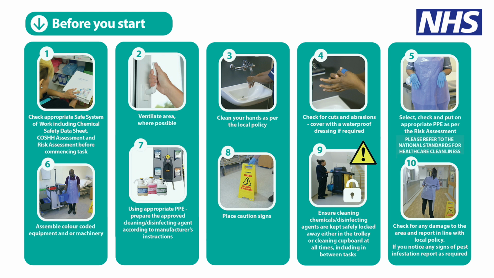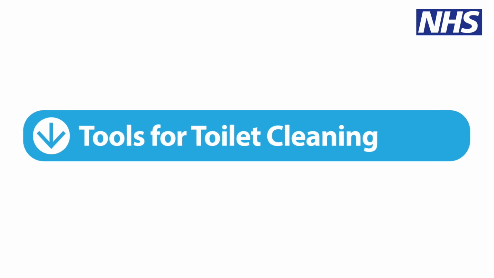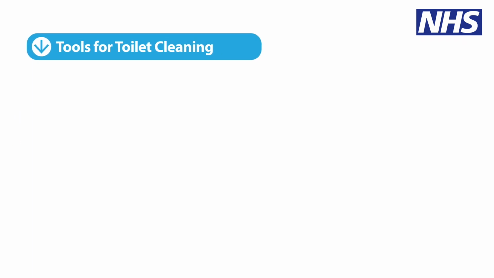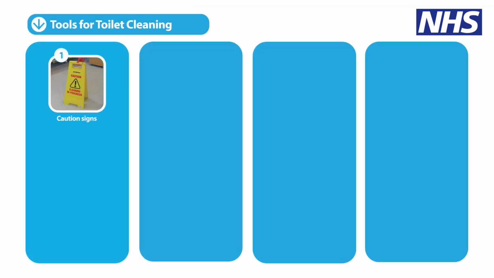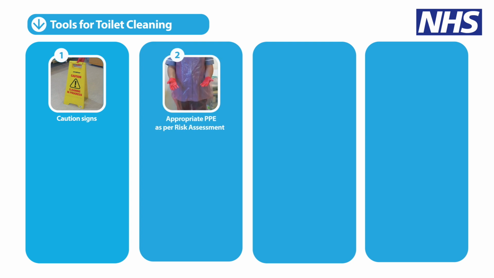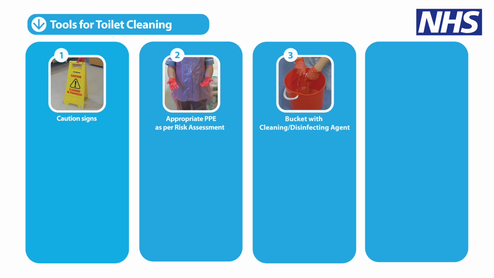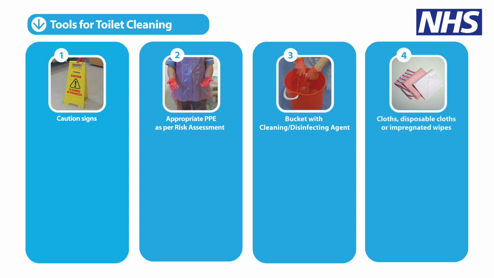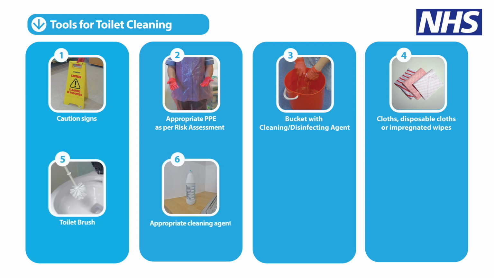Check for any damage to the area and report it in line with your local policy. If you notice any signs of pest infestation, report it as required. The tools you'll need to clean a toilet are caution signs, appropriate PPE as per the risk assessment, bucket with cleaning disinfecting agent, cloths, disposable cloths or impregnated wipes, toilet brush, appropriate cleaning agent.